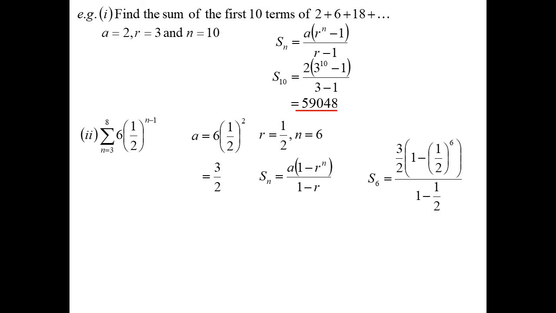So subbing in, fractions on fractions. Again, it depends on how good your calculator is at handling something like this. You might want to do the half to the power of 6 first. I've done the denominator separately as well, you'll notice. And I've gone 3 on 2. Then inside the parentheses we end up with 63 on 64. Invert and multiply the bottom, I've got 2 on 1. And that all cancels to be 189 on 64.